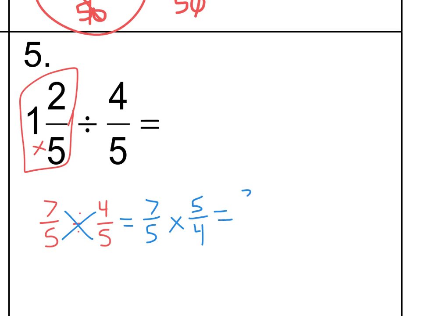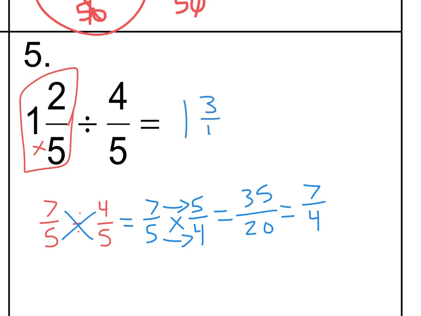Now I'm just going to have 35, straight, because when we multiply, we go straight across, and 20. Now I'm going to divide both of those by 5, which is going to give me 7/4. And now I'm just going to make it a mixed number and simplify that to 1 and 3/4 as my final answer.